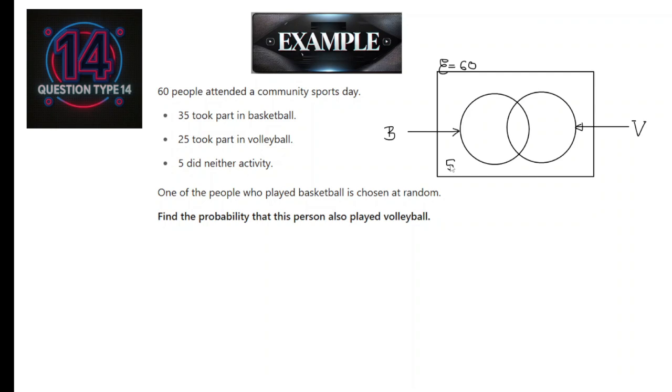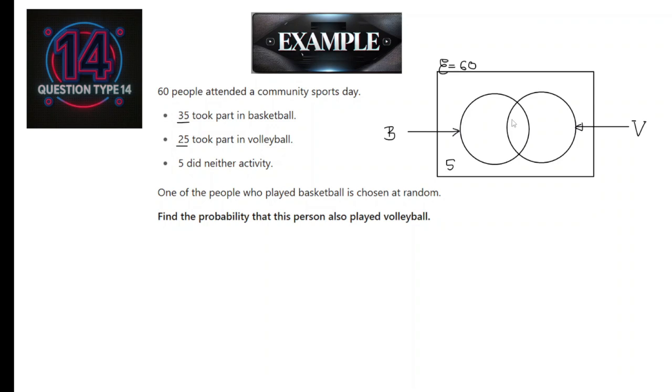Now the problem here is you don't know the overlap, because you can see there's 60 here, 5 people did not play any of them. There are 55 people in total. But if you just add 35 and 25, you get 60. So that can't be. The reason is the total number of people left for this middle bit here is only 55. So how do these numbers work? That's because some people played both. Now the thing is, we don't know how many people played both.